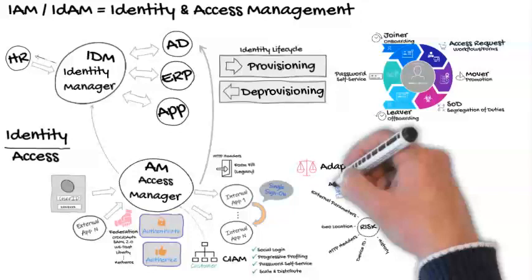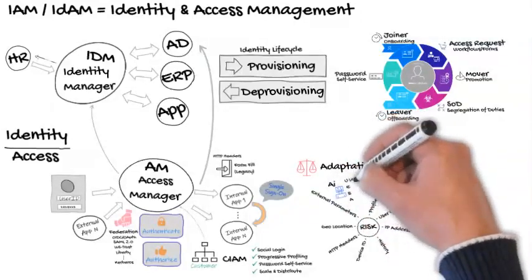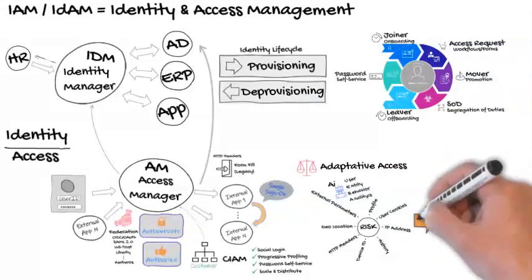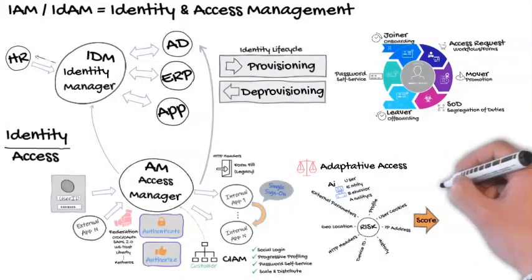And if that is not enough, we can merge with user entity behavior analytics to follow the user for a certain time and understand the user authentication process. With all that information we create a risk score.